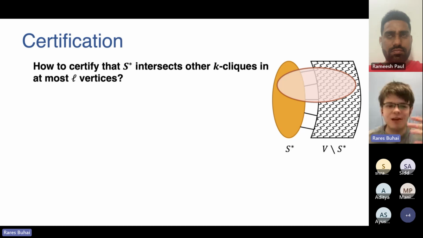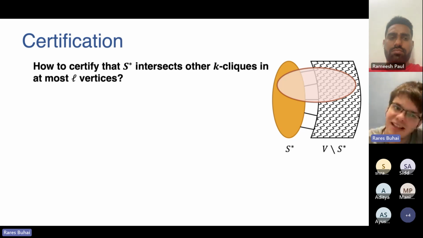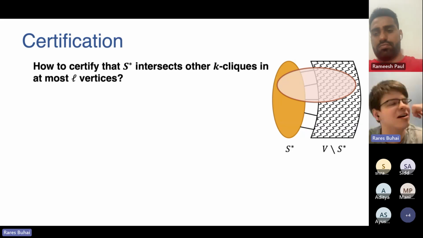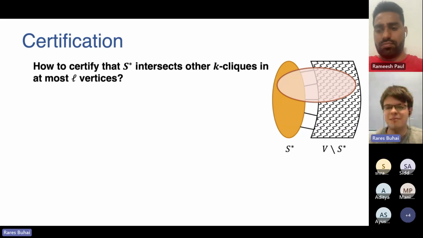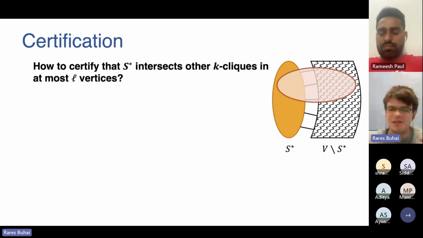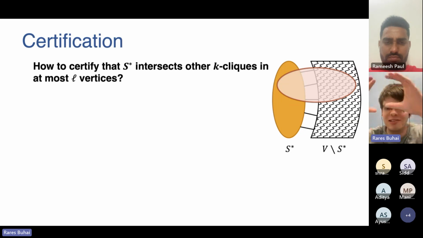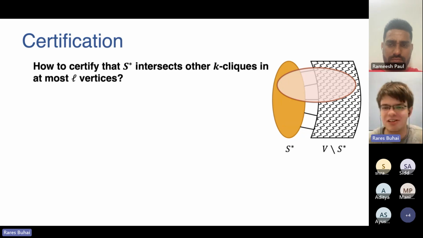So you could say, okay, but we had a proof of this like 2 slides ago. The issue with that proof is that it doesn't certify. What that proof said was that basically if the graph is random, then if you look at all the sets of size k, none of them can intersect S star too much. But to make a certificate out of this, the certificate would basically be, look at all sets of size k and check if they are cliques and if they intersect too much. And this is obviously an inefficient certificate.